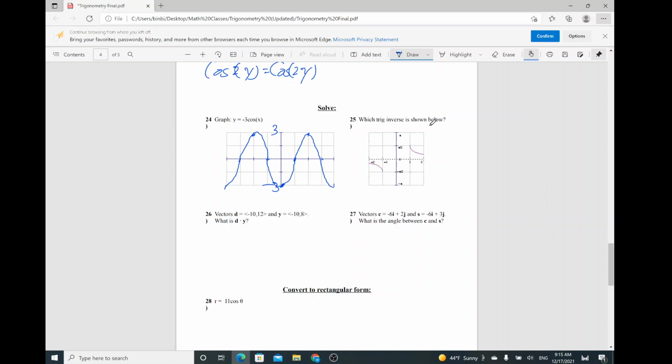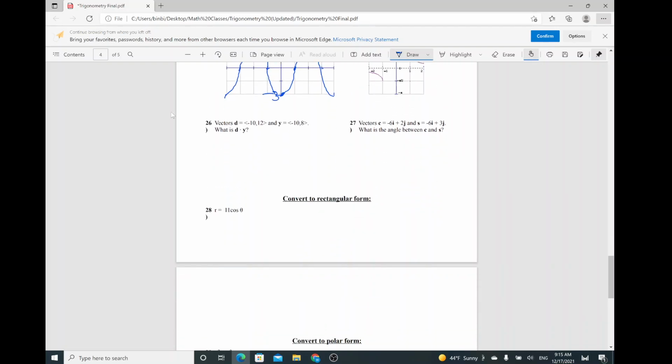Which trig inverse is shown below? This one looks like it's pi over 2 at 1, so most likely this one would be the inverse function of sine. And then the vector dot product. Normally people do it like this: this one is AB, this one is CD, so it's AC. Dot product means you're going to come up with a scalar, so it's A times C plus B times D. So multiply those numbers and then combine them.